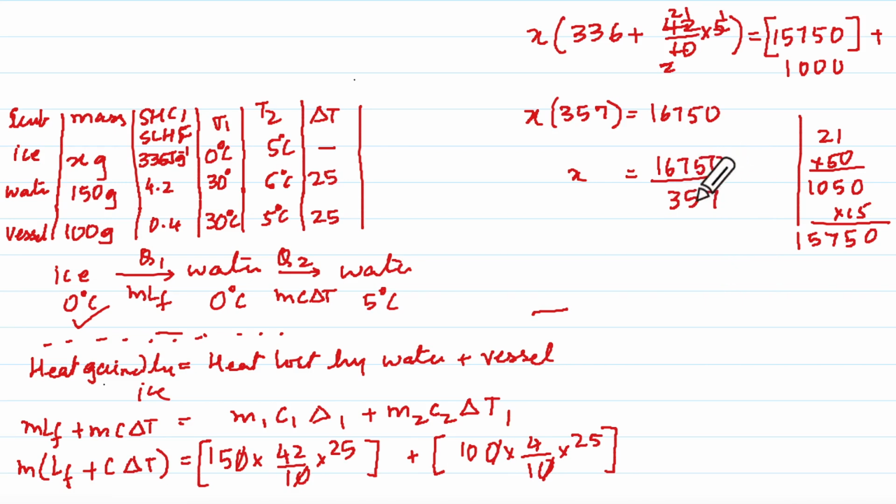Just check, because 7 goes in this. 7 2s are 14, 7 3s are 21. No, it does not go. So this is going to be your long division, 16750 divided by 357. Now remember, after getting this, you will get mass in grams, mass of ice.